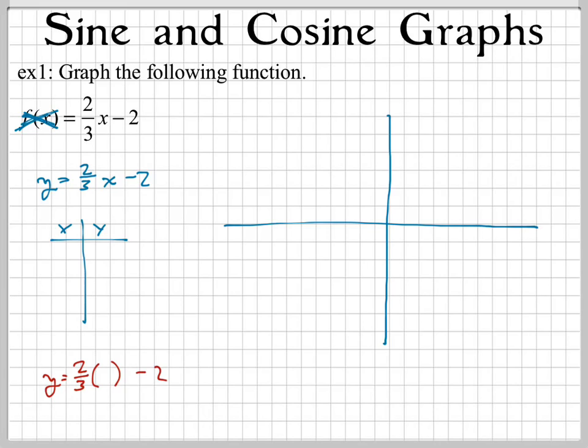I'm really surprised no one's saying 0. Can someone say 0, please? Say 0. Thank you. Yes, 0. What's 2 over 3 times 0? Yeah. So I got y equals 0 minus 2. So that equals what? -2. Yay. Okay, so I get 0, -2, so that's going to be right there.